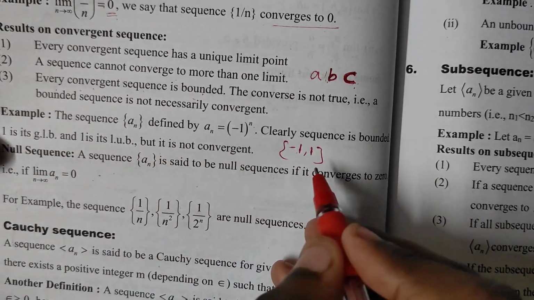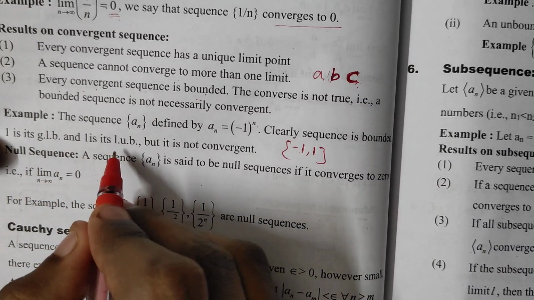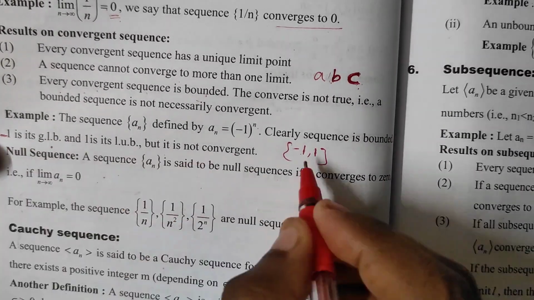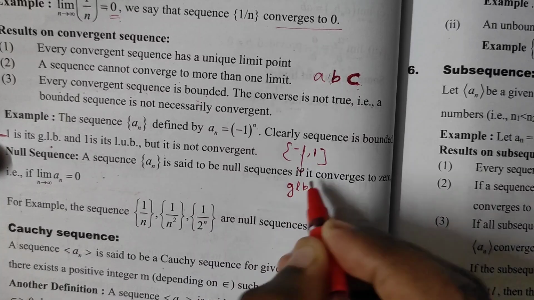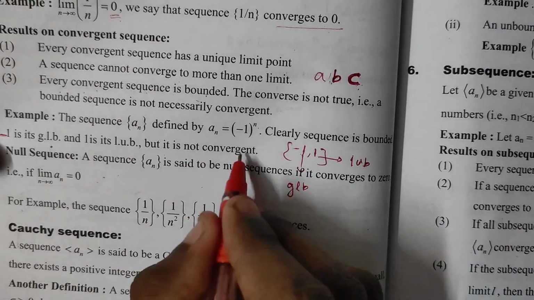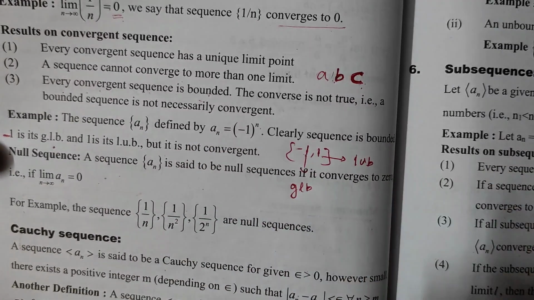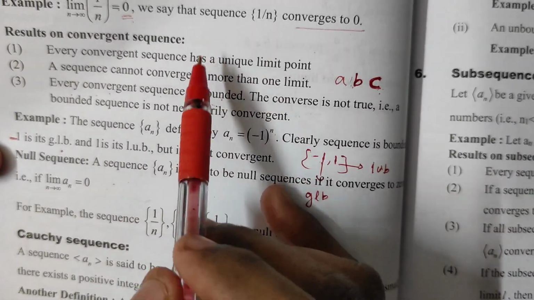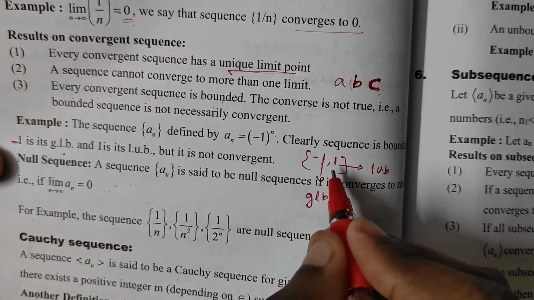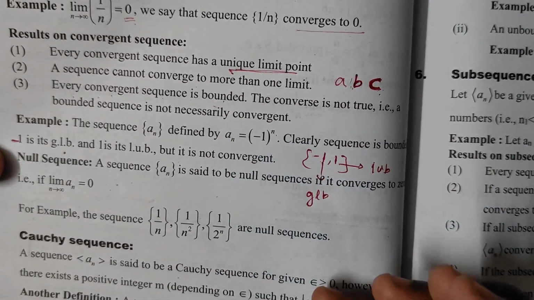The greatest lower bound is minus 1, and 1 is the least upper bound. But it is not convergent, because a convergent sequence should have a unique limit point, as I told earlier. Here we have two values, so it is not convergent.